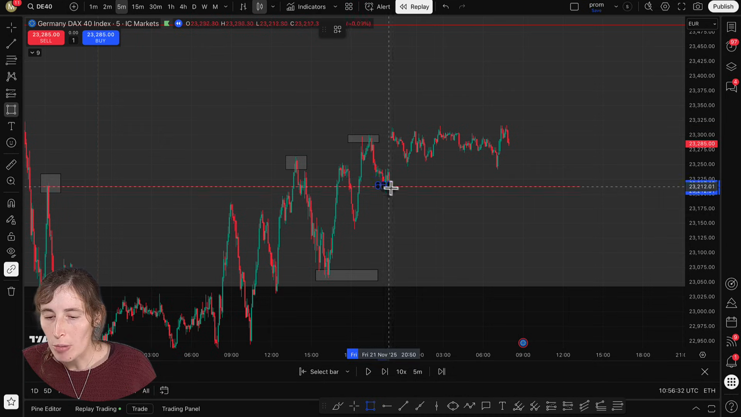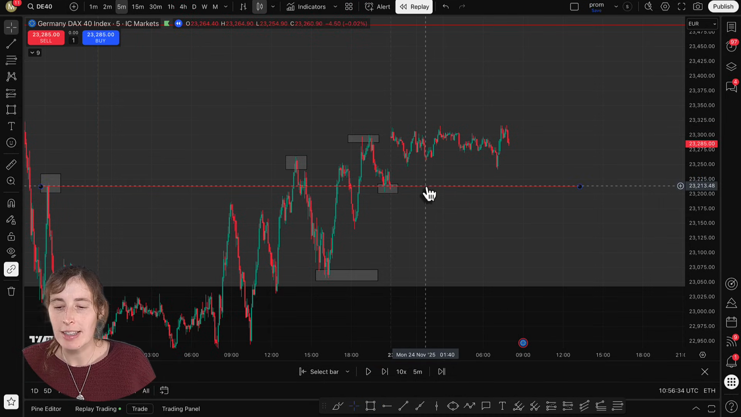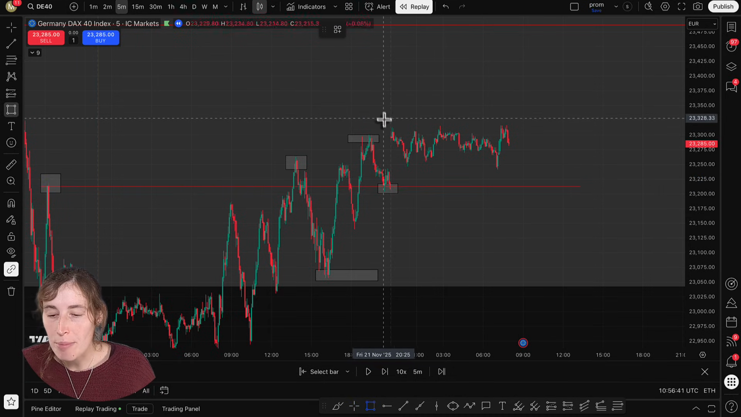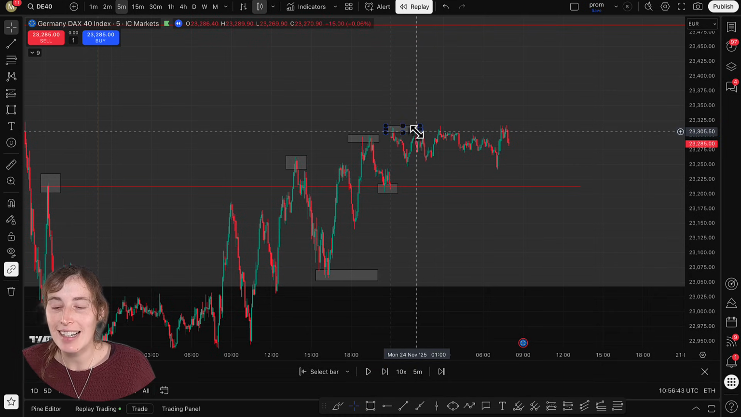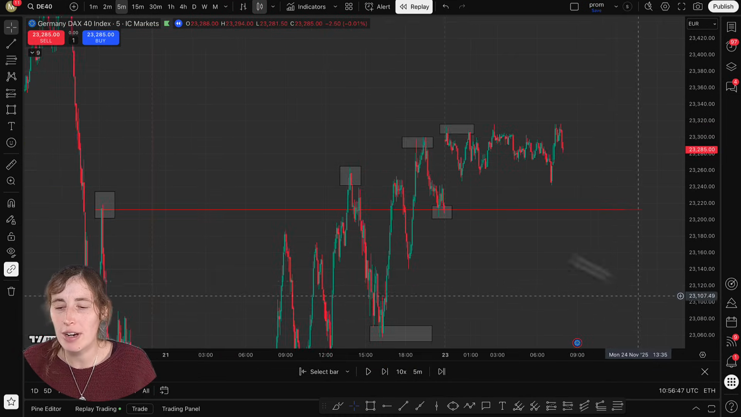We then had another pullback down to this level, retesting this key structural level. And then once again, price pushed up with the current open and high of the day closing above this structure. Let's zoom in on this area of price action.